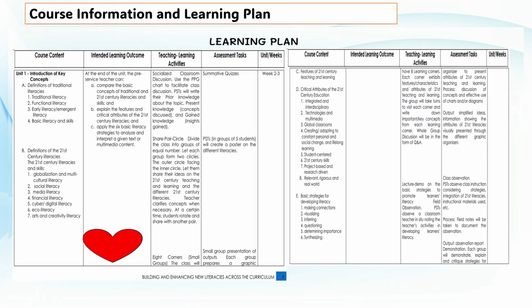You will observe a classroom teacher in situ, noting how literacy strategies are applied. Process. You will take field notes to document your observations. Output: observation reports and group demonstrations explaining and critiquing the strategies. Assessment and evaluation. Reports and demonstrations will be assessed based on depth of analysis, accuracy of observation, and effectiveness of critique.